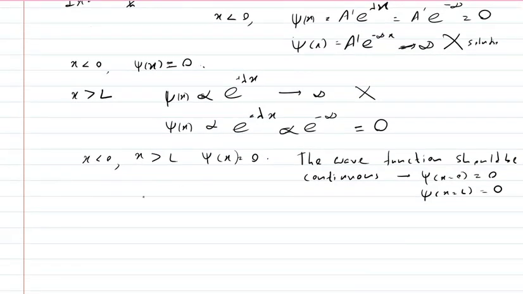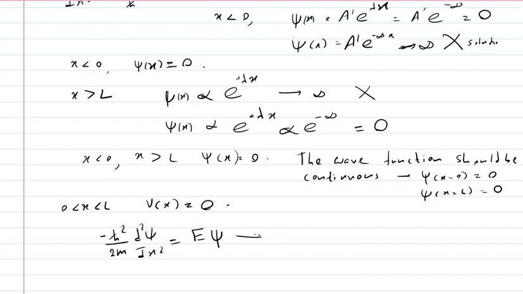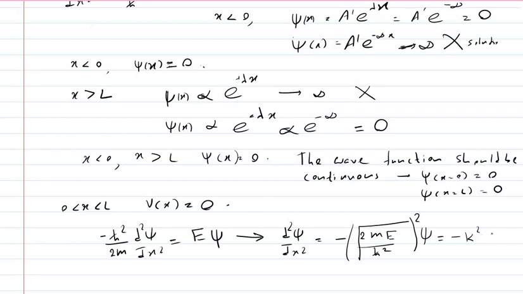Now let's solve for the most important part of this differential equation: x greater than 0 and less than L. We have potential equal to 0. Then when we rearrange this, we get this differential form, minus 2mE over h bar squared times the wave function. I will redefine this term as minus k squared times the wave function.